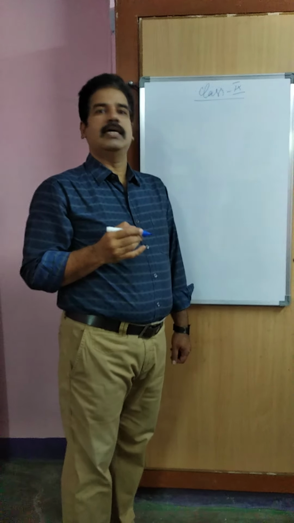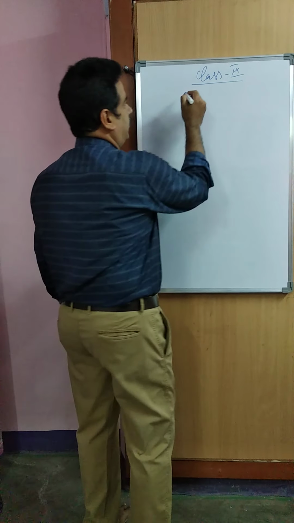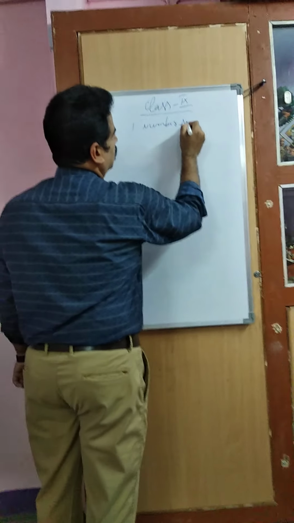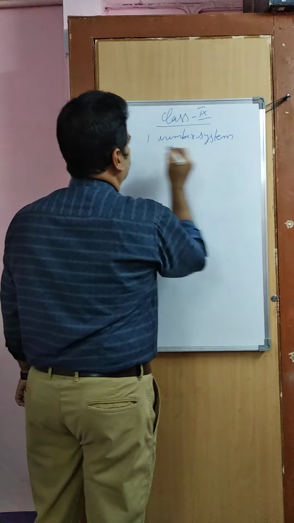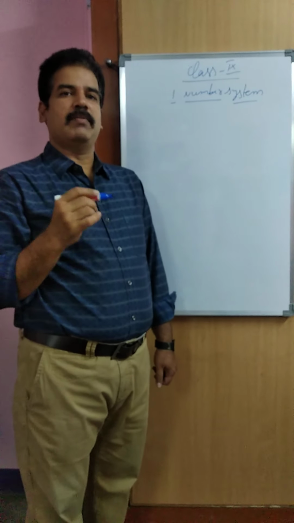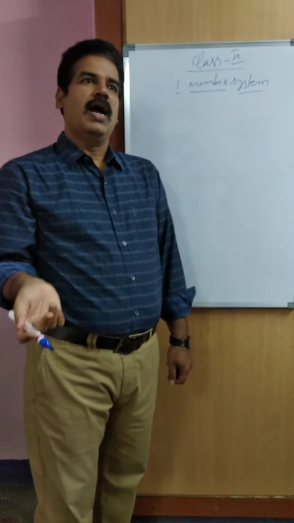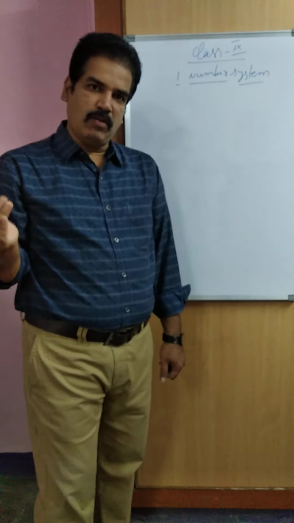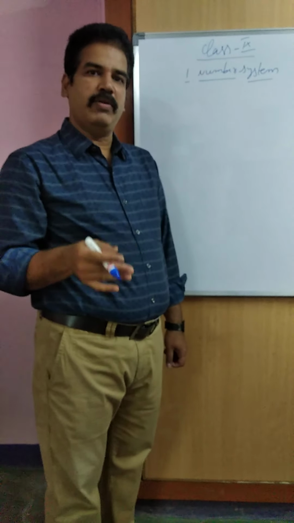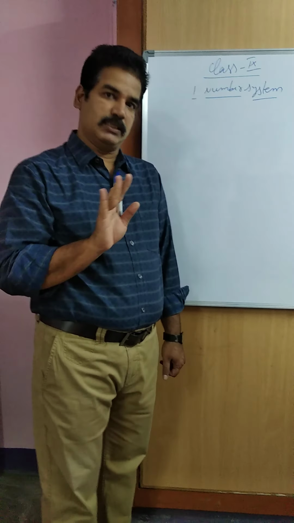Already we discussed number system. First chapter, number system. In the number system, how we can represent rational numbers in the decimal form and decimal numbers in the rational form also explained, and the irrational numbers, if they are in denominator, how to rationalize, that also explained.